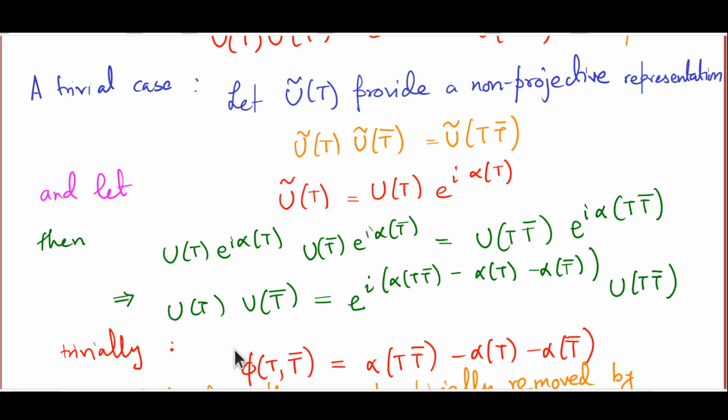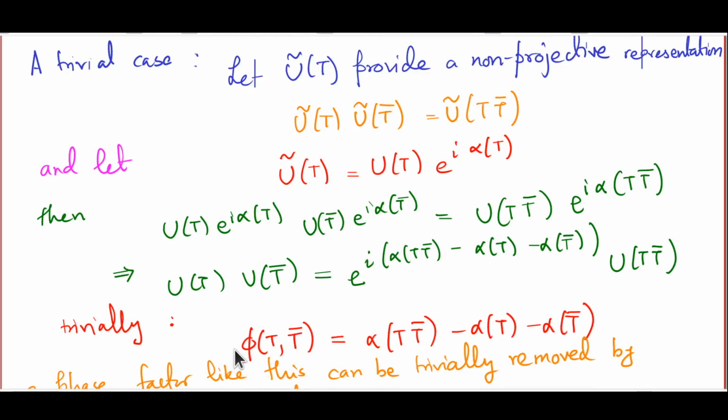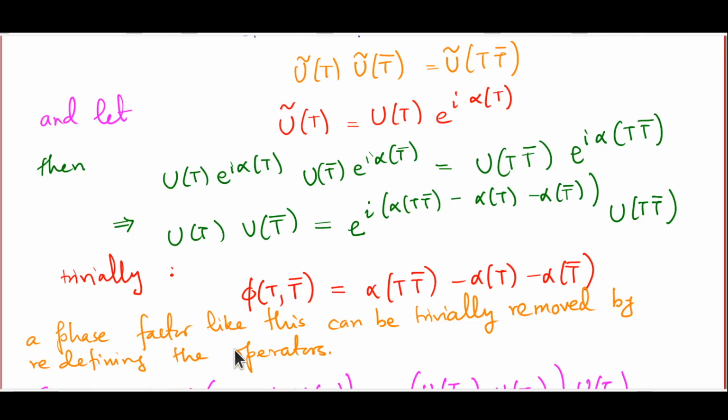Now, given a situation like this, that is, given a phase which depends on both the symmetry operations, for which there exists a function alpha of a single input T, which satisfies phi of T comma T bar equals alpha of T T bar minus alpha of T minus alpha of T bar, it's easy to see that you can always reverse the process that we carried out a while ago and go back to U tilde T, that is, go back to a situation where there is no phase.